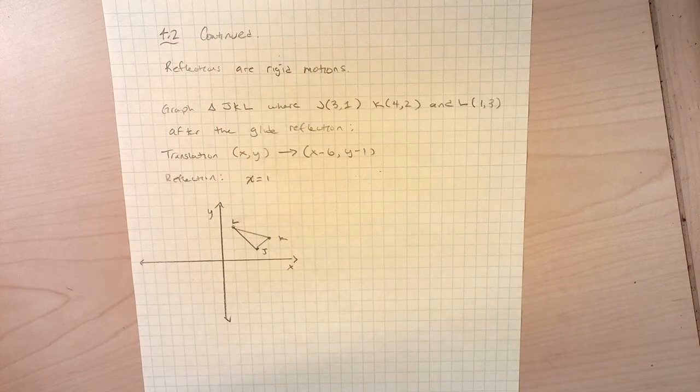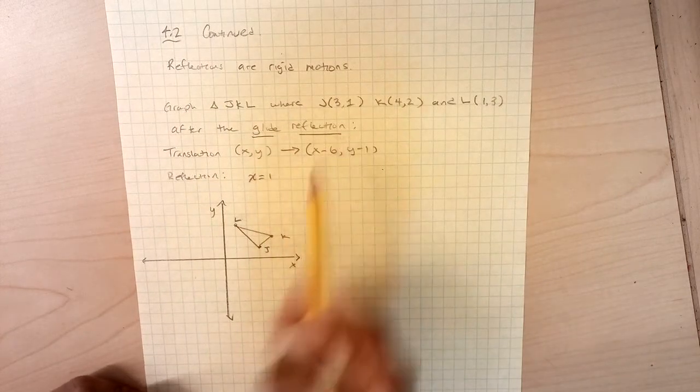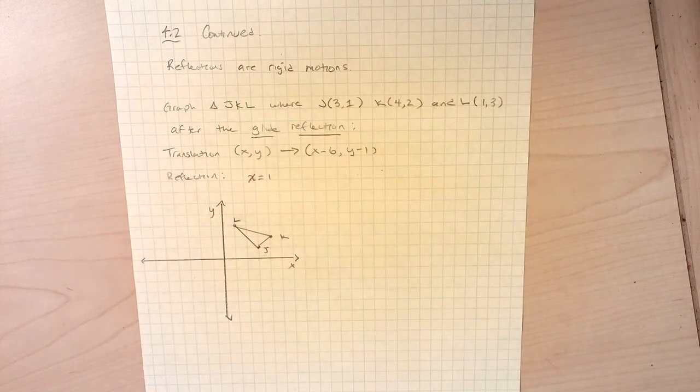And then kind of like with translation, you could have multiple reflections or even a translation followed by a reflection or a reflection followed by a translation. And that's a composition of reflections. But if you specifically have a translation followed by a reflection, that's more commonly known as a glide reflection. The glide is a translation, and then the reflection is obviously the reflection.